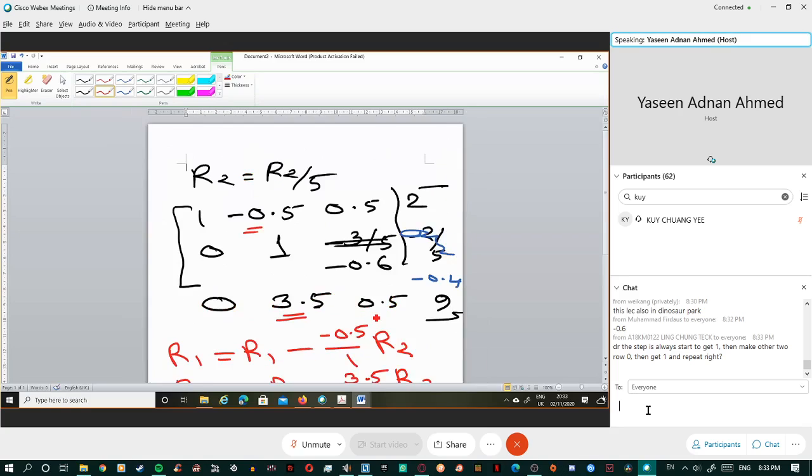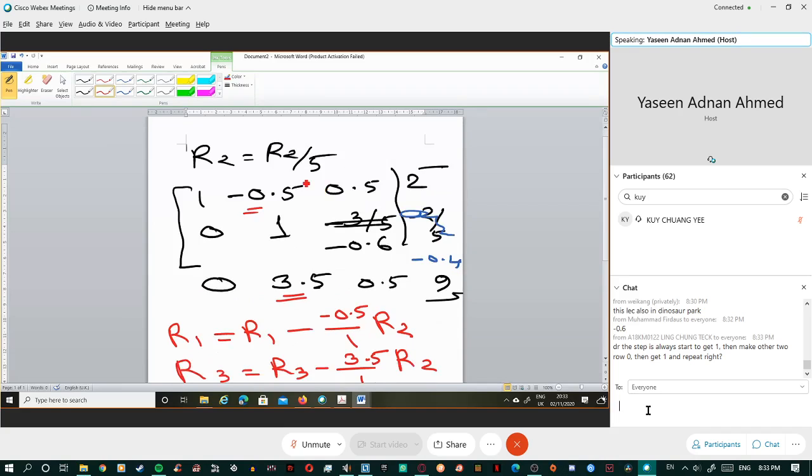So let me know. Doctor, the step is always to get 1, then make the other 2 rows 0, then get 1 and repeat, right? Yes, right. It means you make the first diagonal element 1, and if you have something below and above, make it 0 with respect to that. Now this is 0, so you have to consider the non-zero value. This one is 1 here. If it is not 1, you have to make it 1, and then make the up and low 0. That's the strategy. Then I will go here and try to make it 1, and now we don't have any elements below it, so we will make all the elements above it 0 with respect to that row. That's the main condition. So do it.